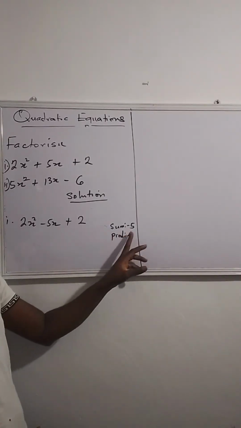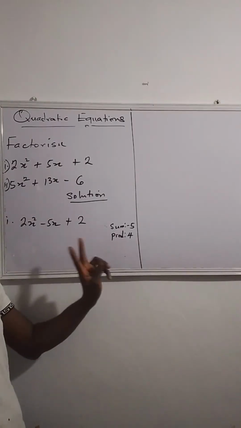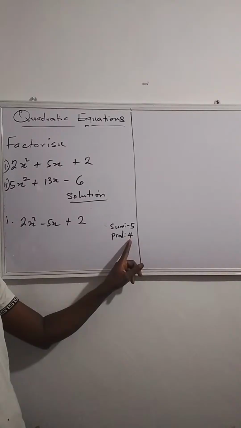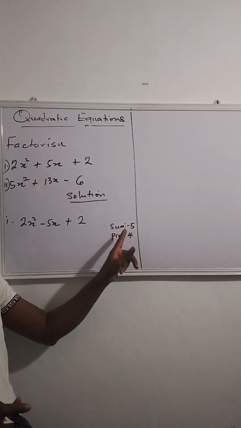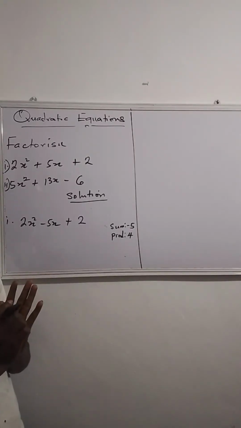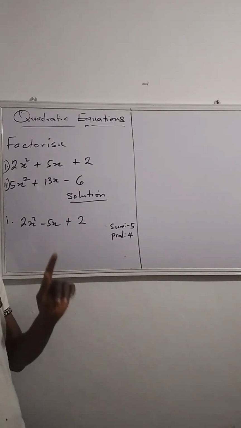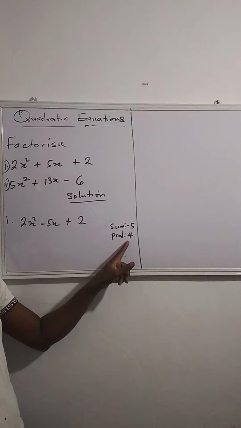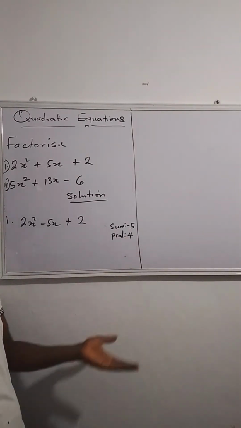All right, so this is the procedure. After writing out the sum and product, the next thing is to look for two numbers such that when you multiply the numbers together, you have 4, and when you add the two numbers together, you have minus 5. Hope you get that now. So we begin to think of the numbers. Those numbers are factors of the product, so that's going to be like a guide for you.